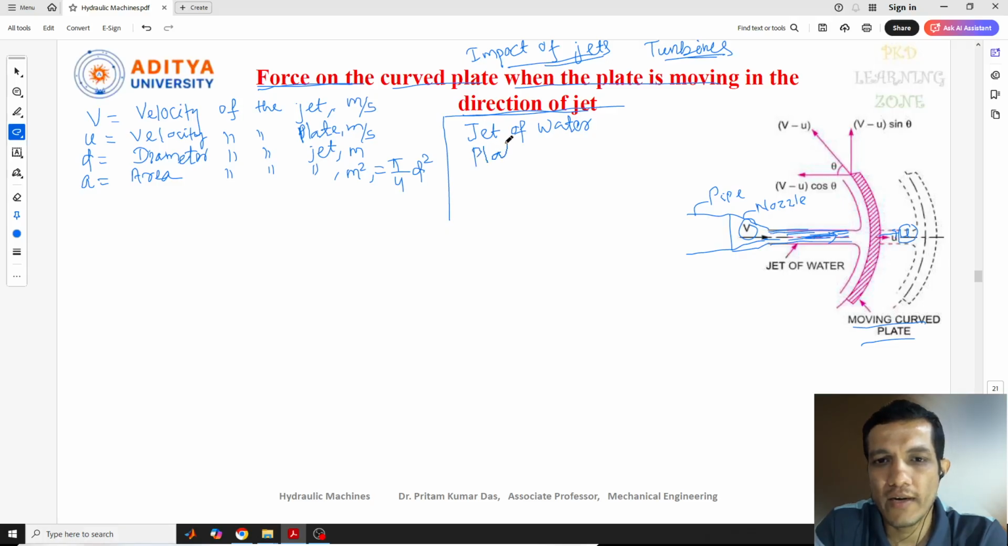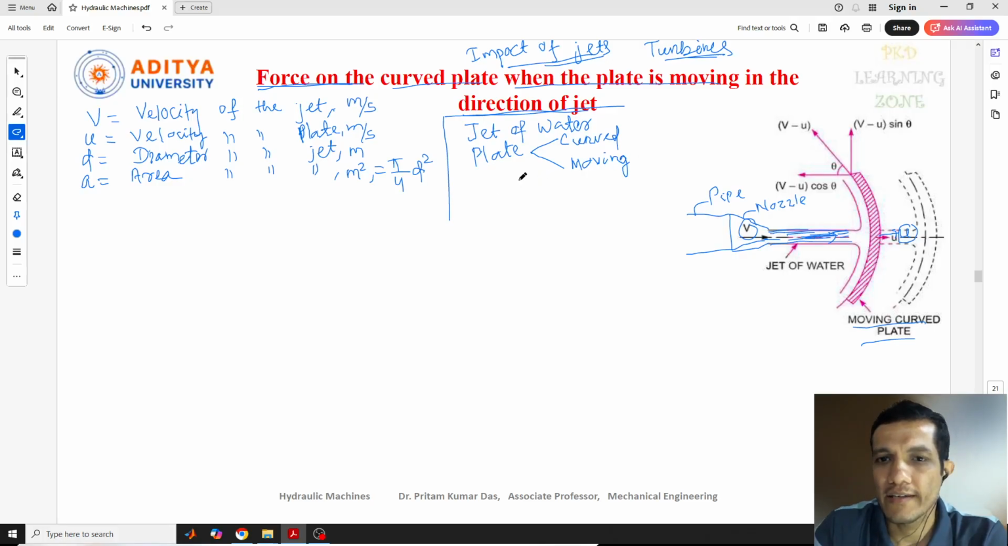What kind of plate is here? We have taken an inclined, no, this is not inclined, sorry. This is a curved plate, because we have three different types: one is vertical, one is inclined, and one is curved. So this one is curved. The plate is curved, and what is its position? It is in moving condition.